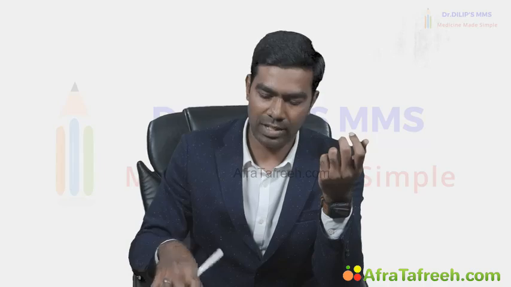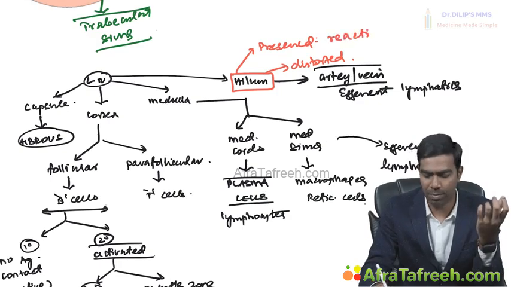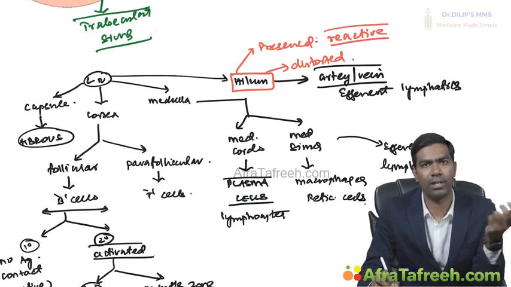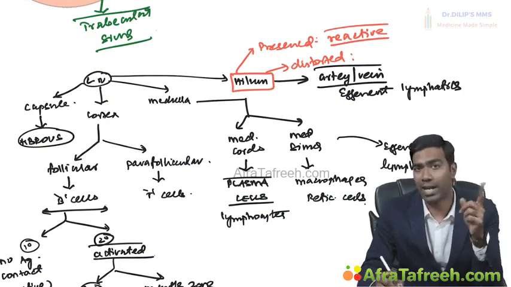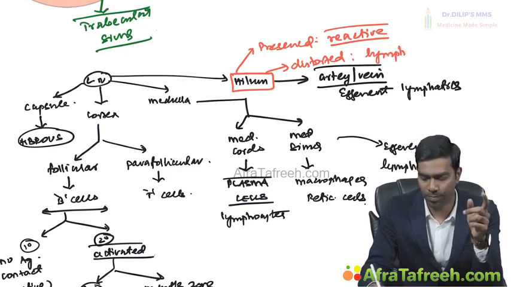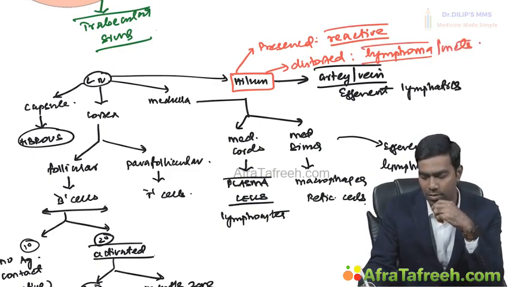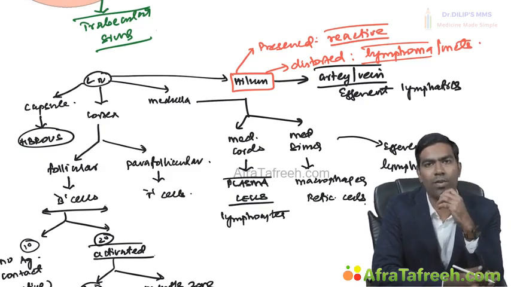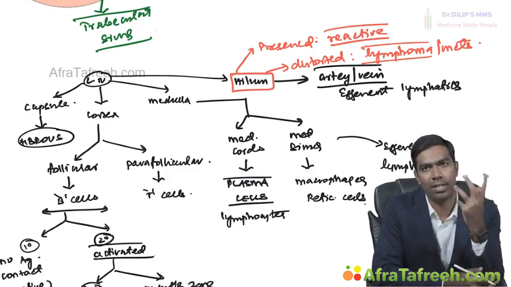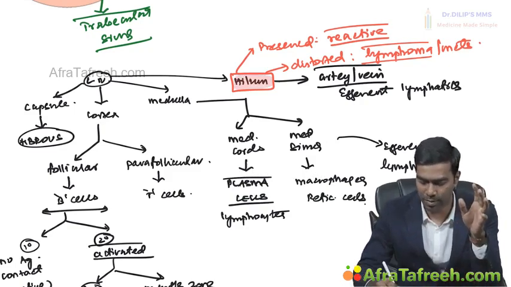If the patient has an enlarged lymph node, lymphadenopathy, and on ultrasound the nature and structure of the hilum is preserved, it points towards a reactive hyperplasia, very commonly due to infection. Any viral or bacterial infection causes reactive hyperplasia. But if the hilum is distorted, it more points towards a lymphoma or a cancer metastasis. If the natural architecture of the lymph node is distorted, it points towards some malignancy. That is one of the important applied aspects of the hilum.